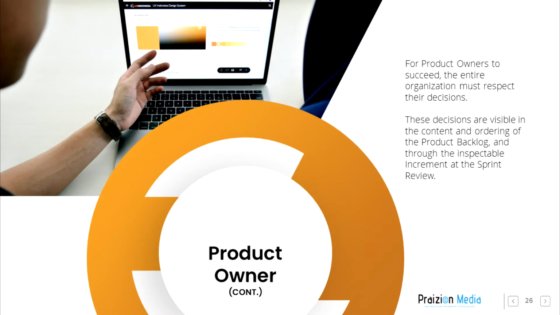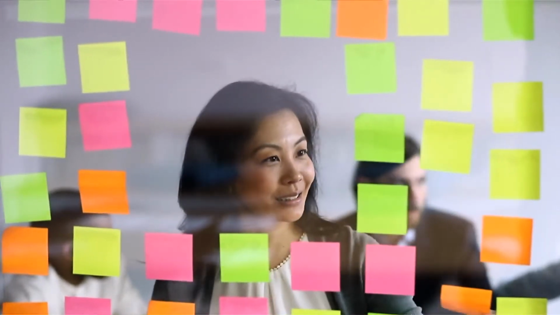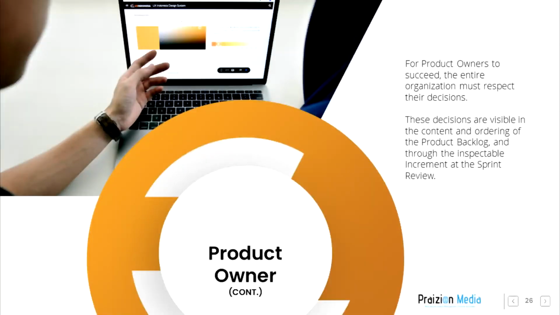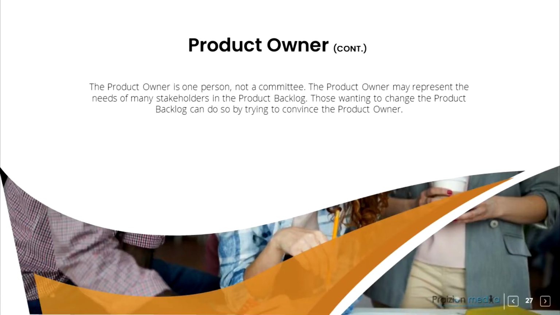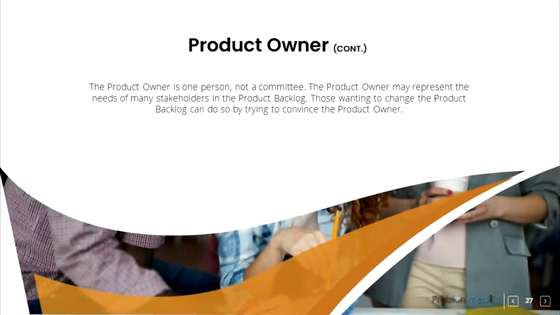For product owners to succeed, the entire organization must respect their decisions. These decisions are visible in the content and ordering of the product backlog and through the inspectable increment at the sprint review. The product owner is one person, not a committee. The product owner may represent the needs of many stakeholders in the product backlog. Those wanting to change the product backlog can do so by trying to convince the product owner.